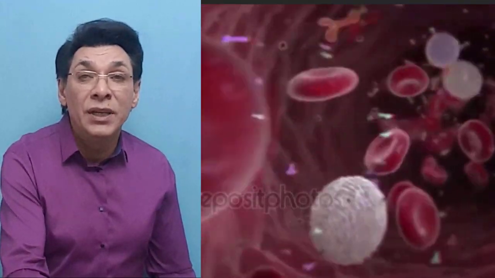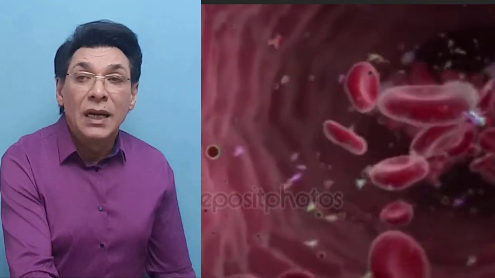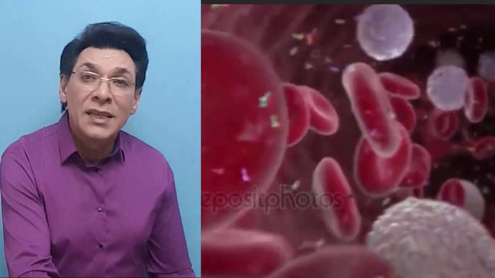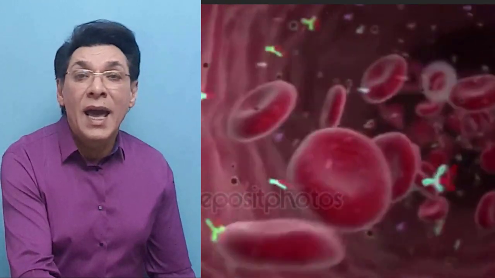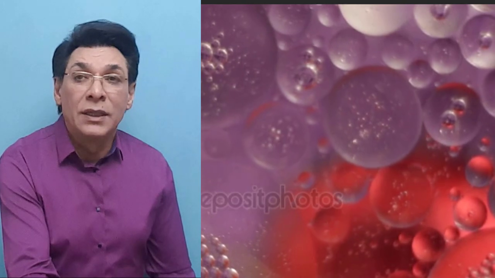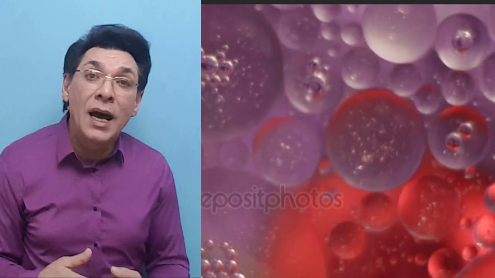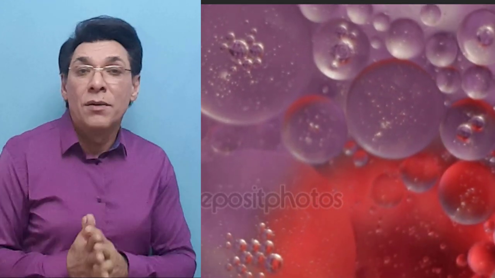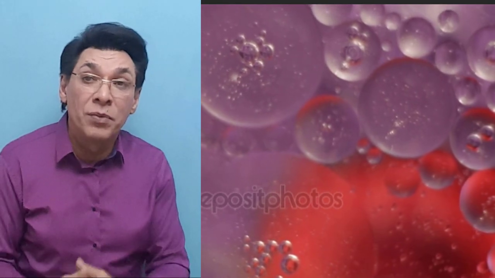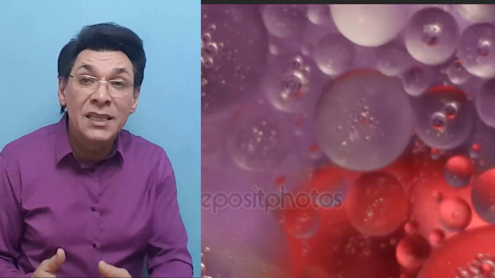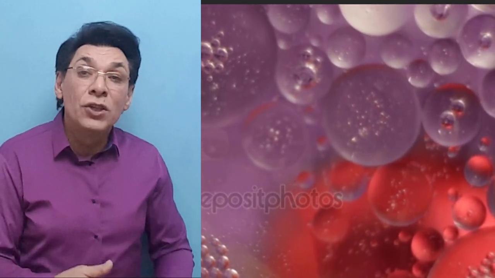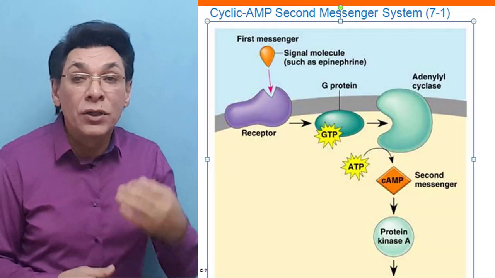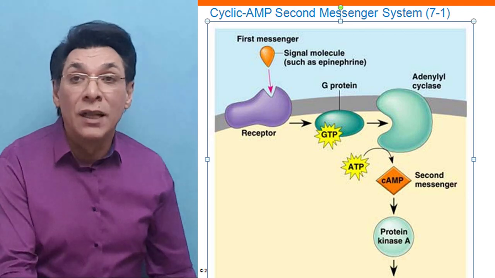Cyclic AMP second messenger system. Cyclic AMP, or cyclic messengers: the first messenger activates a G protein, which activates the enzyme adenylate cyclase, which converts ATP to the second messenger, cyclic AMP, which activates kinase enzymes inside the cell, which phosphorylates another molecule, producing amplification of the signal.